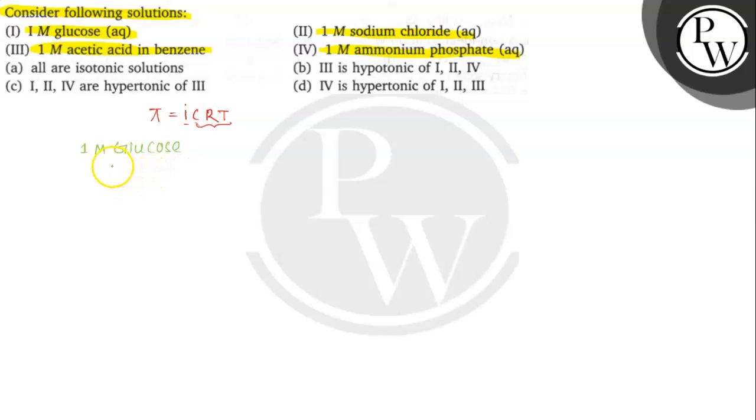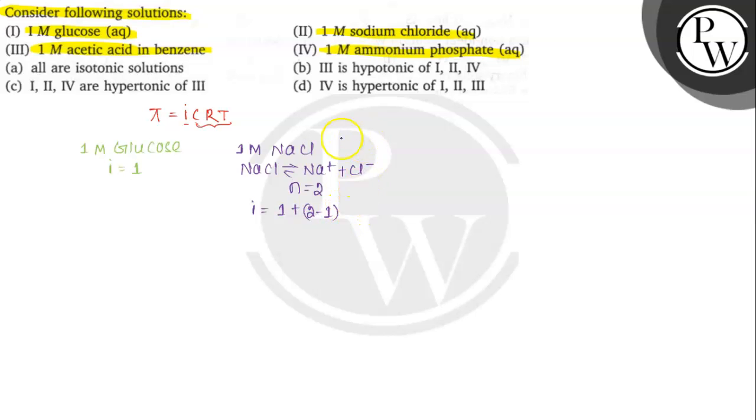First we have 1 molal glucose. Glucose is a non-electrolyte solution, which means it never dissociates, so the i value for a non-electrolyte solution is 1. Now 1 molarity sodium chloride, that is NaCl. When NaCl dissociates, it forms Na+ and Cl-, so the number of dissociated ions is 2.